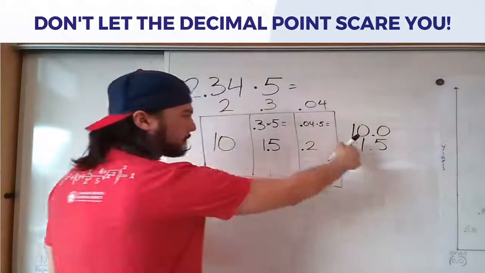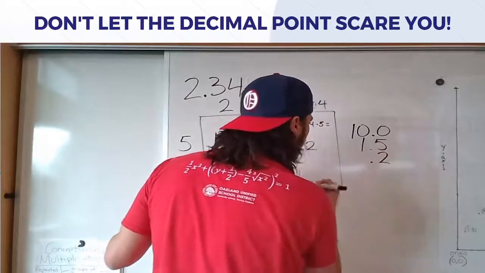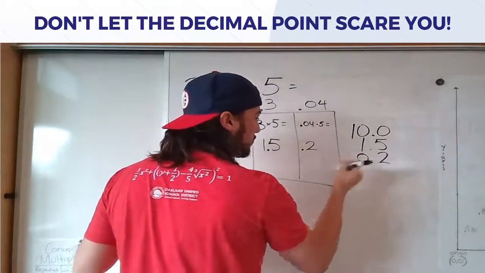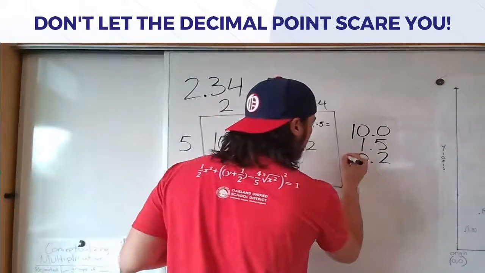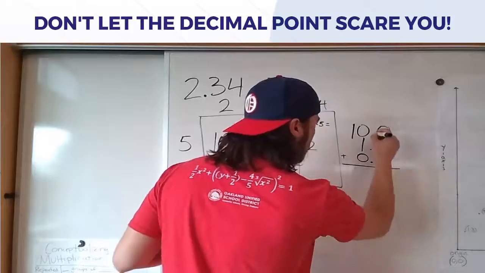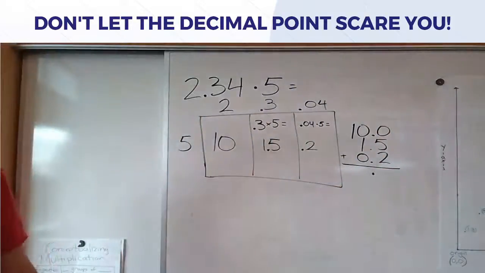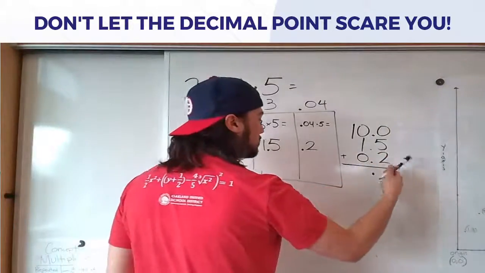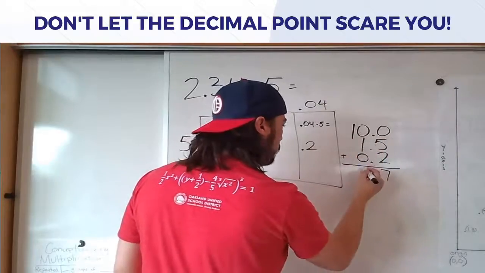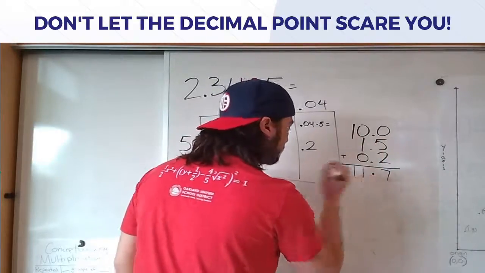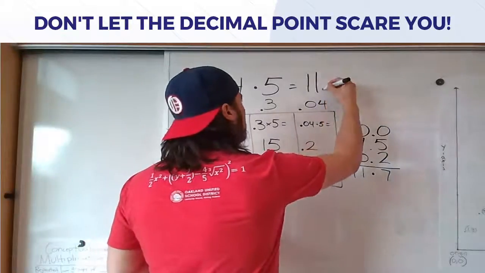10 and 0 tenths, 1 and 5 tenths. And then 2 tenths. And you can put a 0 in the ones place to remind you that there is no whole number there. It's just some tenths. Then add them straight down and keep your decimal point right where it is, in between the ones and the tenths. 5 tenths plus 2 tenths is 7 tenths. 0 plus 1 plus 0 is 1, and then 1 tenth, bring it down. So we end up with a final product of 11 and 7 tenths.